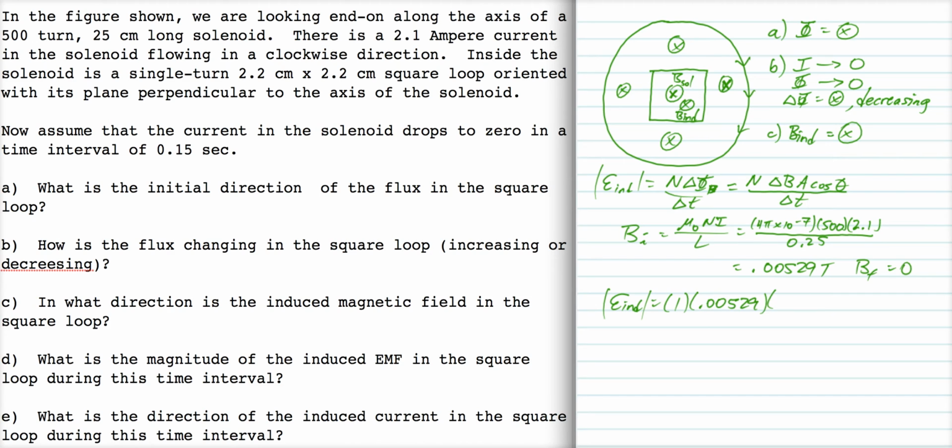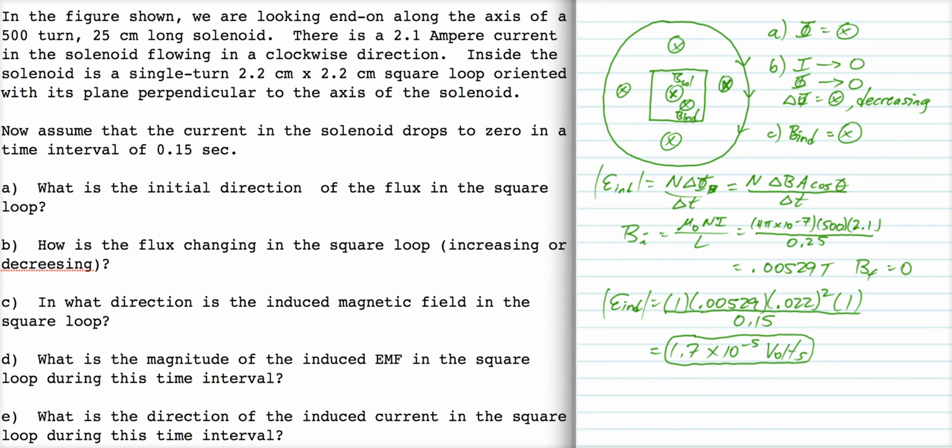Alright, now we do the area of the square, which is 0.022 squared. And then cosine theta. Well, since the square's area vector is lined up with the external magnetic field, then that cosine theta term is just 1. And we divide by the amount of time it takes for the current to change. Okay, so that results in 1.7 times 10 to the minus 5 volts.